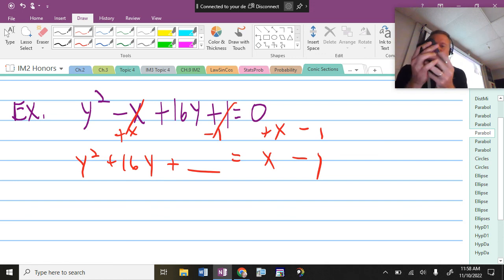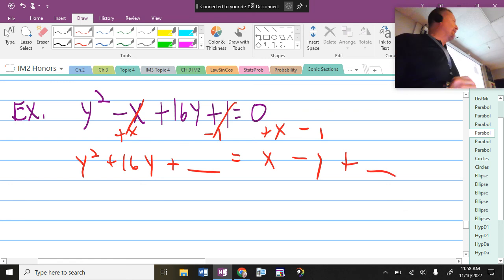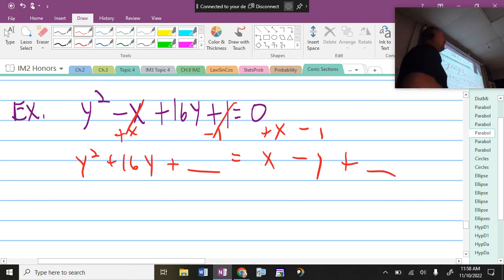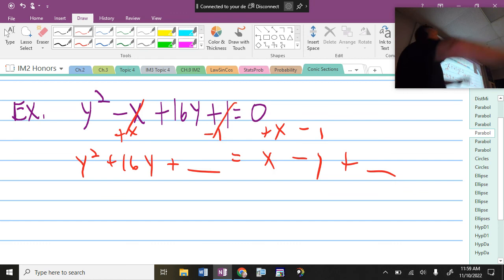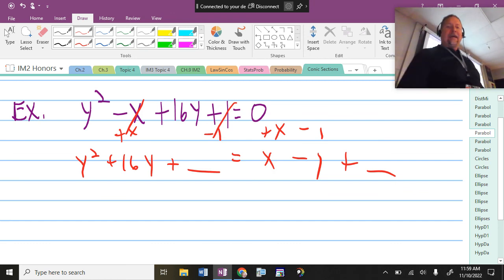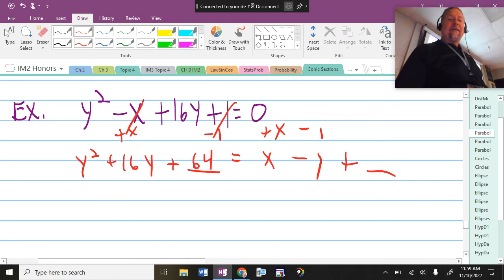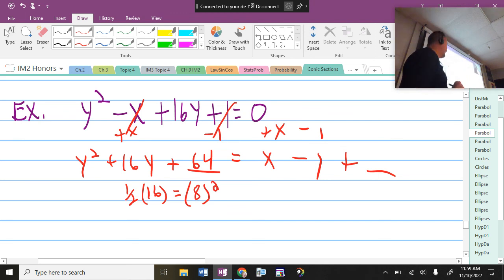Okay, and then whatever I do to one side, what I do to the other. Okay, what number goes in that blank if you take half the middle term and then square it? 3, 2, 1, go. 64. And then you'll see why half of 16 is 8. You'll see why I'm writing this work as a little thing here, because when it gets a little bit tougher to complete the square, you're going to want to write that little work down, but you don't need to right now. And then you should get it.